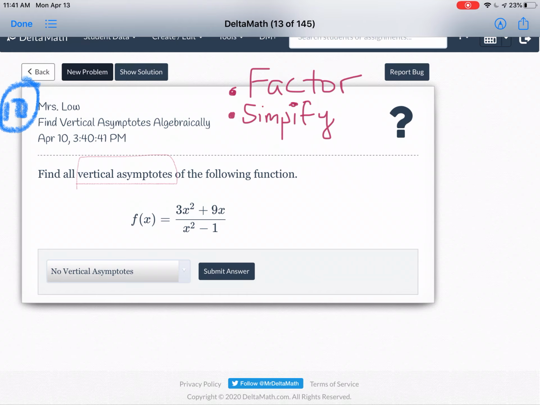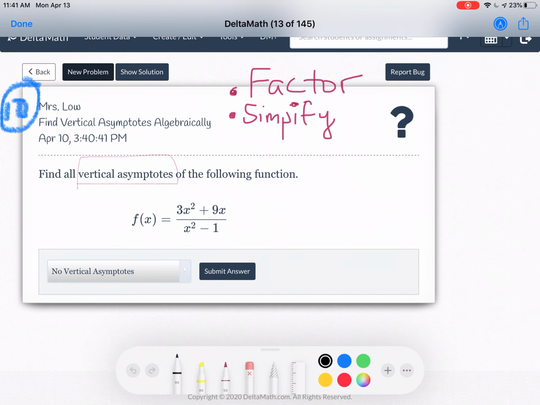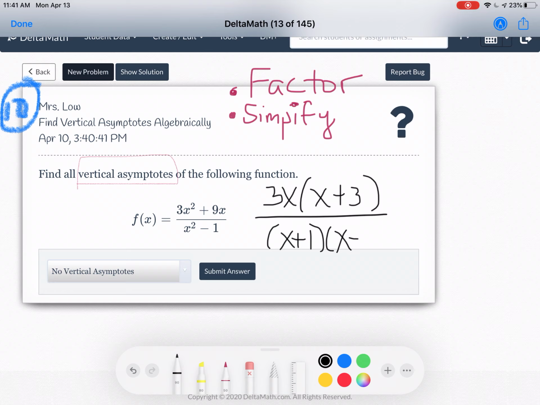So I'm going to take out a GCF on top, so 3x. I'm left with x plus 3. I've got little dots on the bottom. Now I don't see any holes at all.